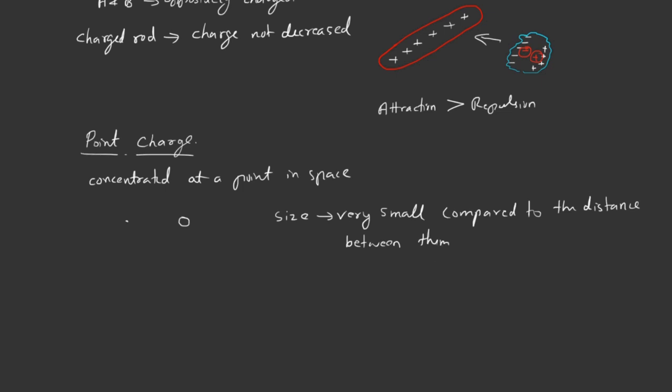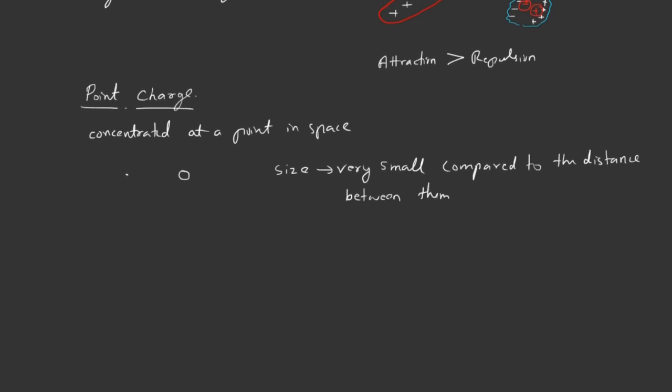So, if distance is enough, we can consider every charge as a point charge. So, in most cases of electrostatics, we will consider charged bodies as point charges. So now we are moving to the basic properties of electric charges.